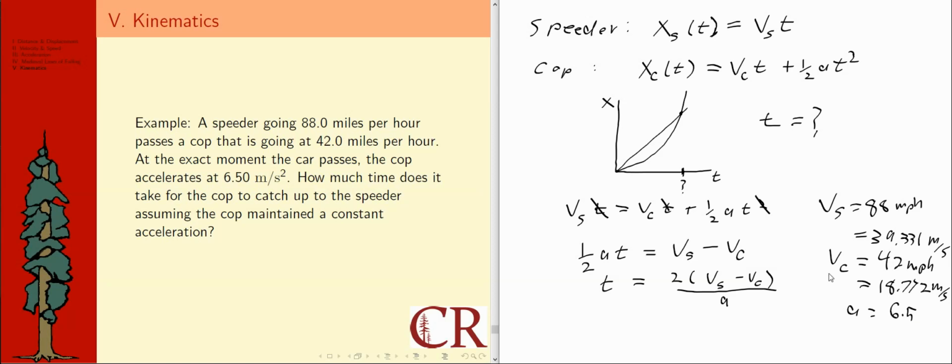If you put those numbers in for these values, in your calculator, you just do 2 times the quantity of the difference of these two numbers, the 39.331 minus 18.772, and then all of that divided by 6.5, and my calculator gives me 6.3258, etc. That rounds up to 6.33 seconds. So I'm going to report that as my final answer to this question. Let's check it. Looks like everything worked.